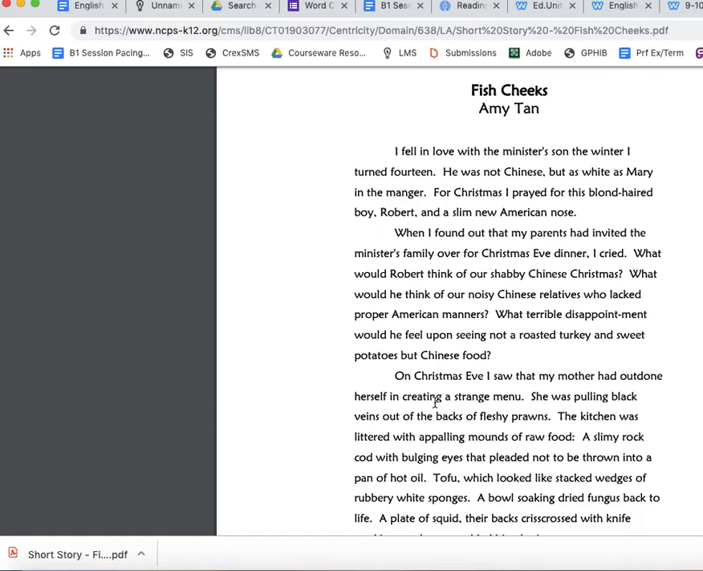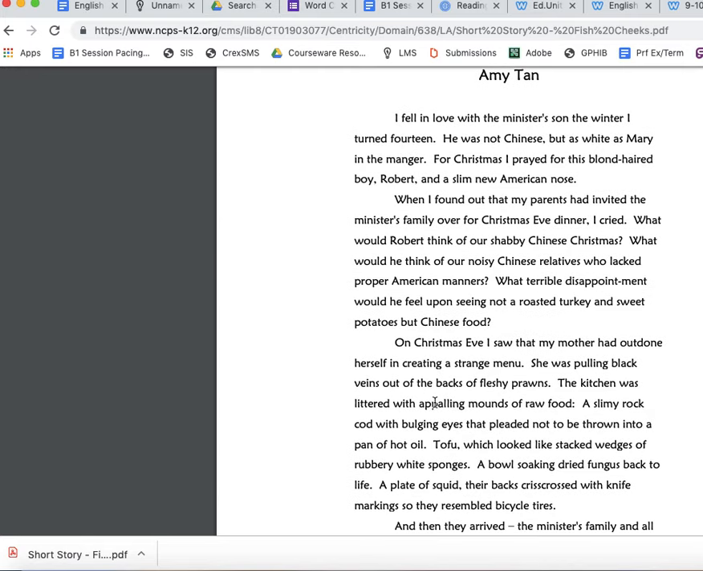I fell in love with the minister's son the winter I turned 14. He was not Chinese, but as white as Mary in the manger. For Christmas, I prayed for this blonde-haired boy, Robert, and a slim new American nose. When I found out that my parents had invited the minister's family over for Christmas Eve dinner, I cried. What would Robert think of our shabby Chinese Christmas? What would he think of our noisy Chinese relatives who lacked proper American manners? What terrible disappointment would he feel upon seeing not a roasted turkey and sweet potatoes, but Chinese food?